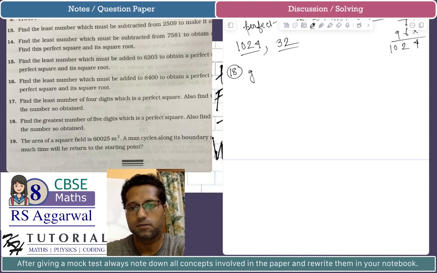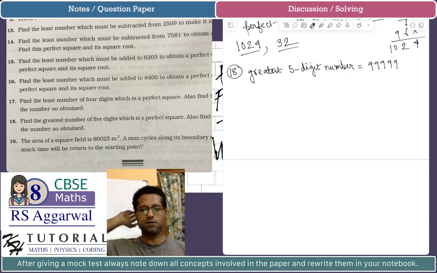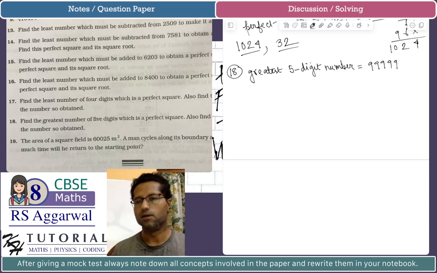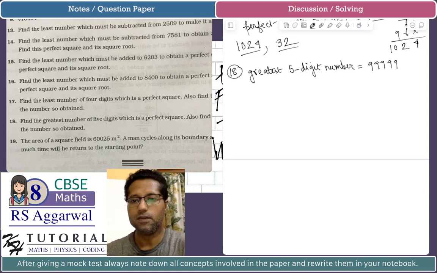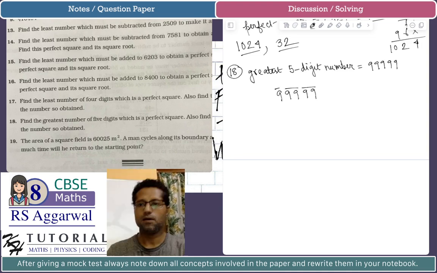So the greatest 5 digit number is equal to 5 nines. 5 nines is the greatest 5 digit number. So now we will do the long division method of this number, that is 99999, and we can create periods 99, 99, and the leftmost period is a single digit 9.